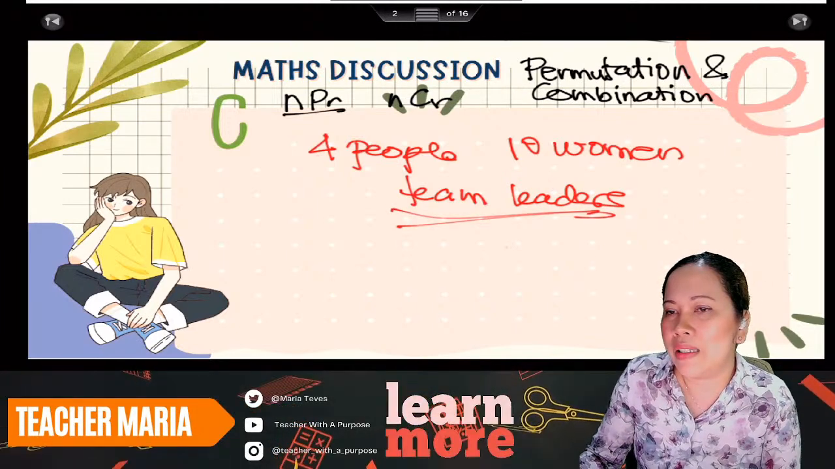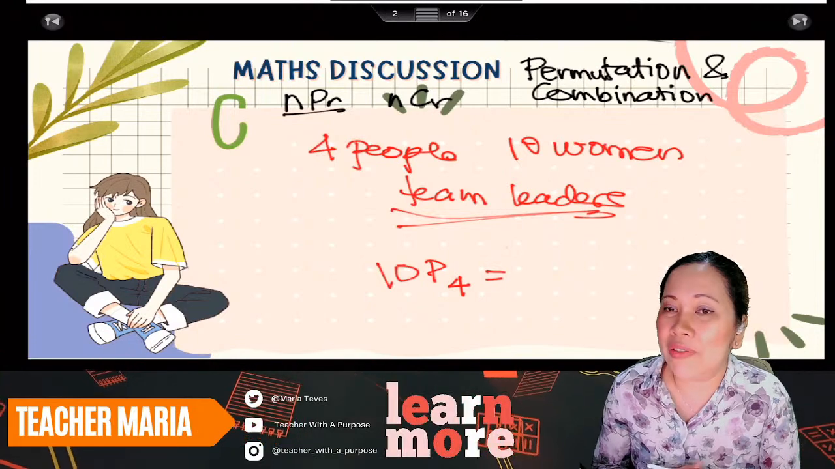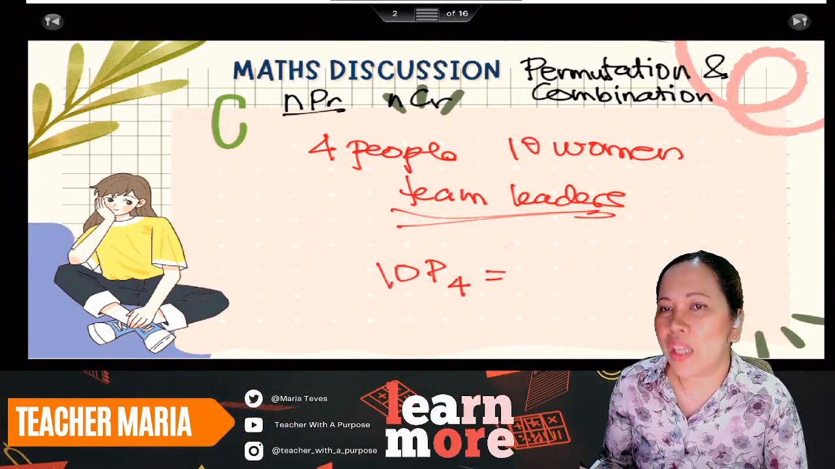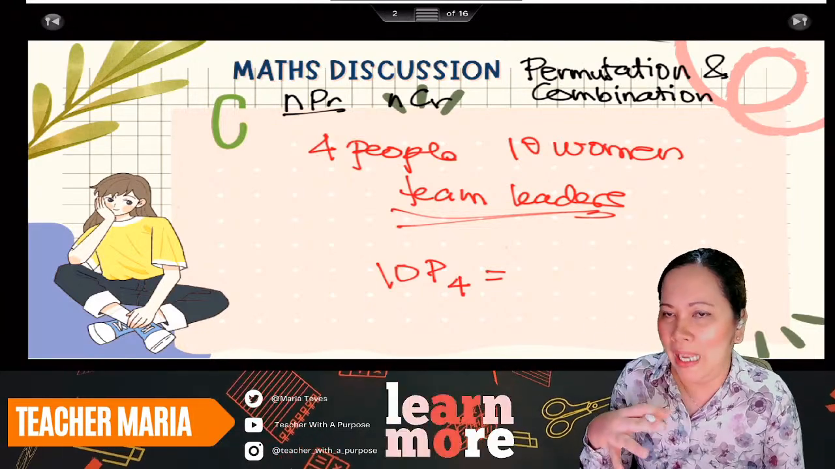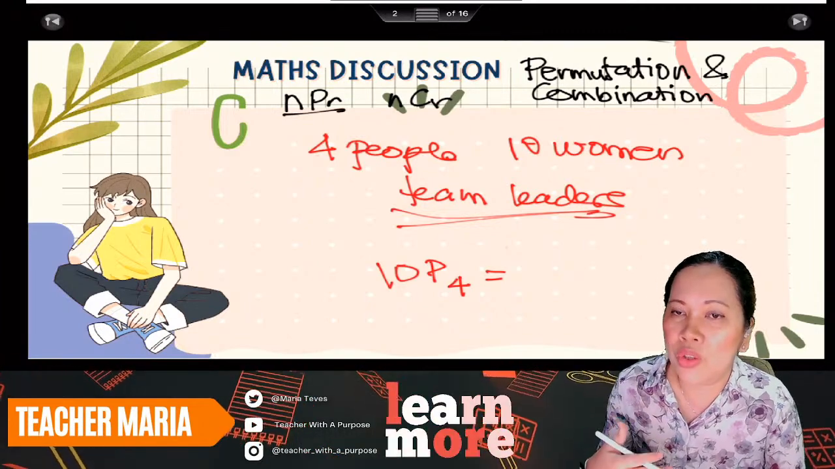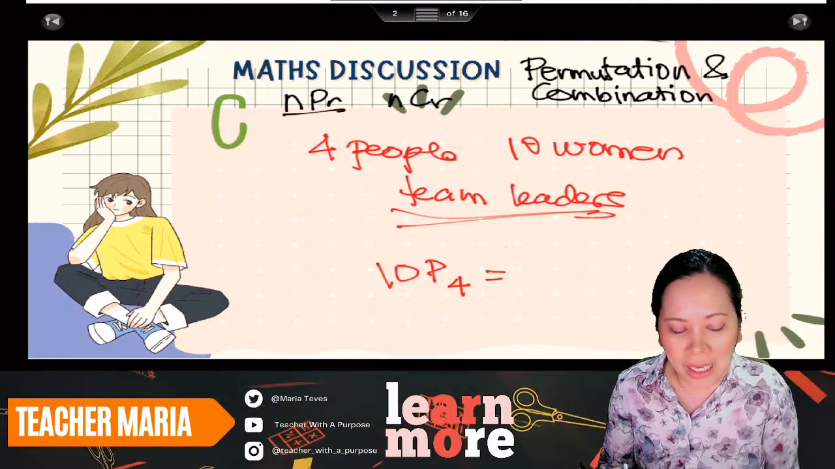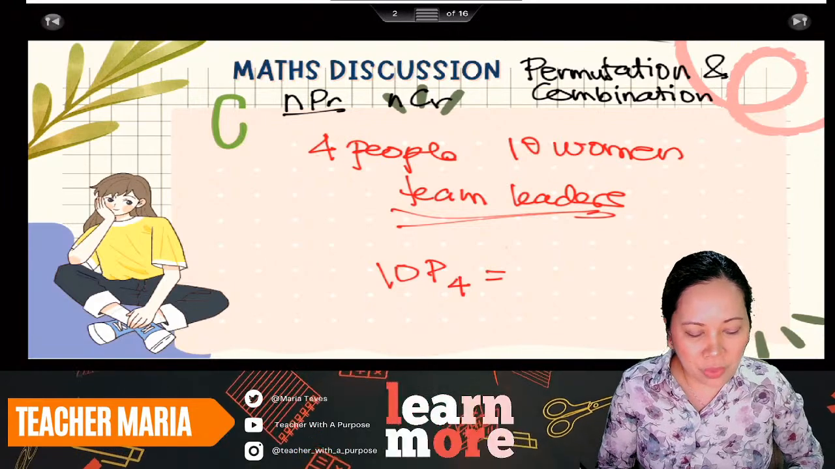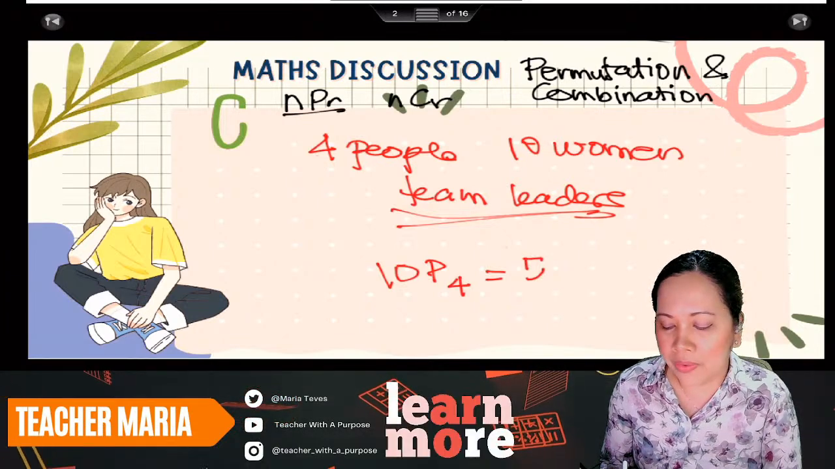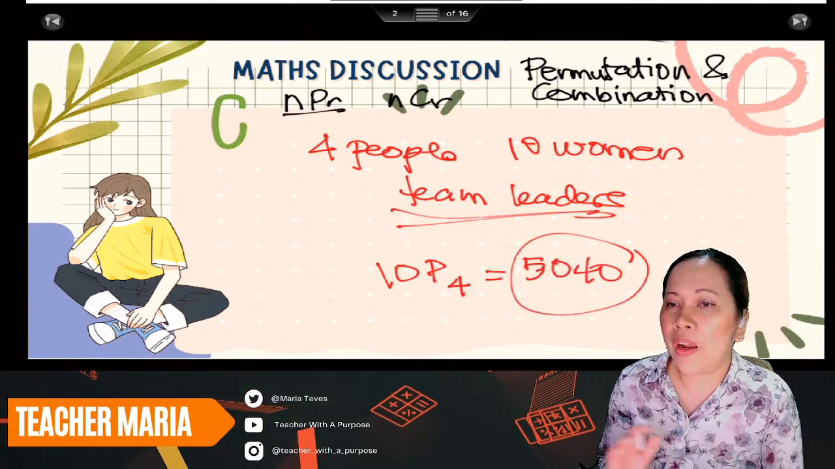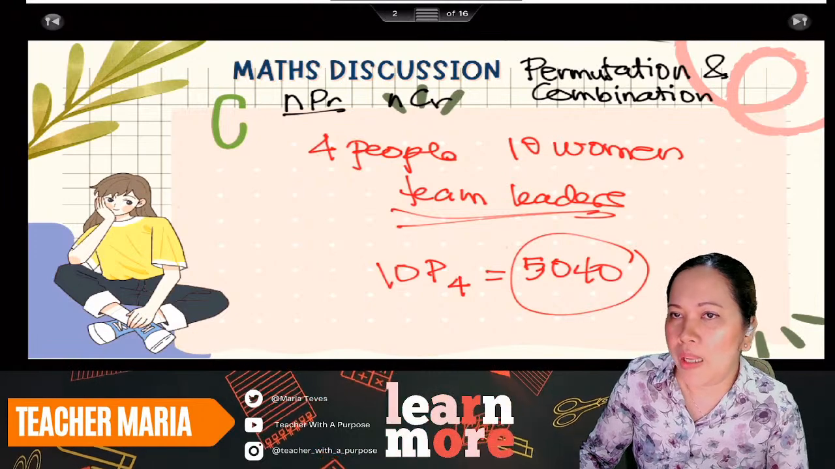Since these are team leaders, you will have 10P4. Because if you have chosen one, you cannot choose that person anymore, right? You have taken one out of the 10, so the next round you have only 9 people left, and then the next round only 8 people left. So 10P4 will be 5040. So 5040 ways.